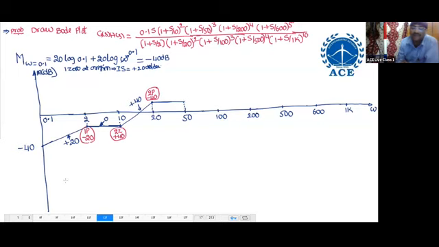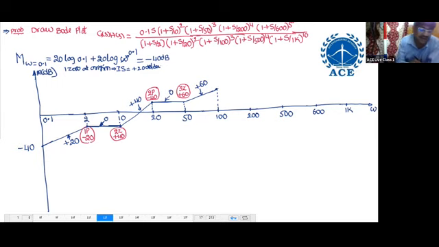Up to where? 50. Next at 50 what are there? Check it. 3 zeros. At 50 there are 3 zeros. 3 zeros means plus 60. Plus 60 plus 0. This is 0 only, na? Plus 60 plus 0 means plus 60. Up to where? 100. Up to 100.